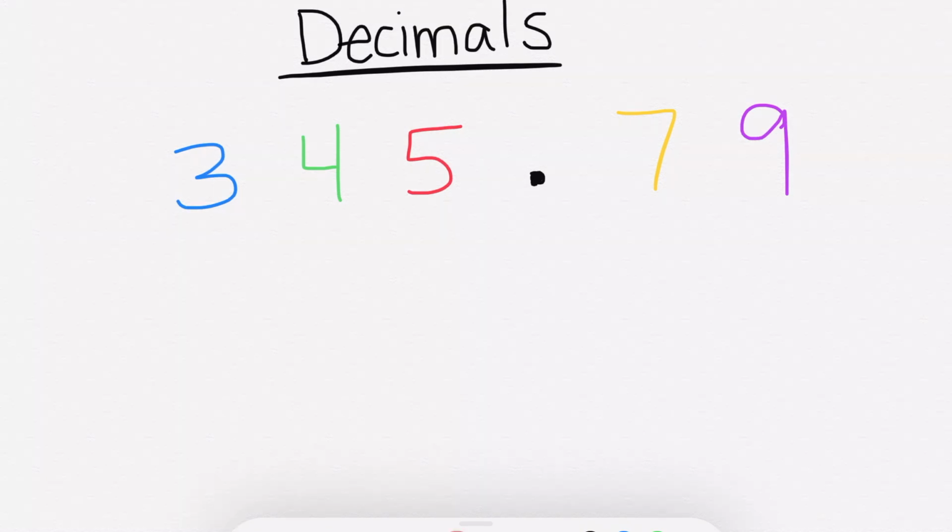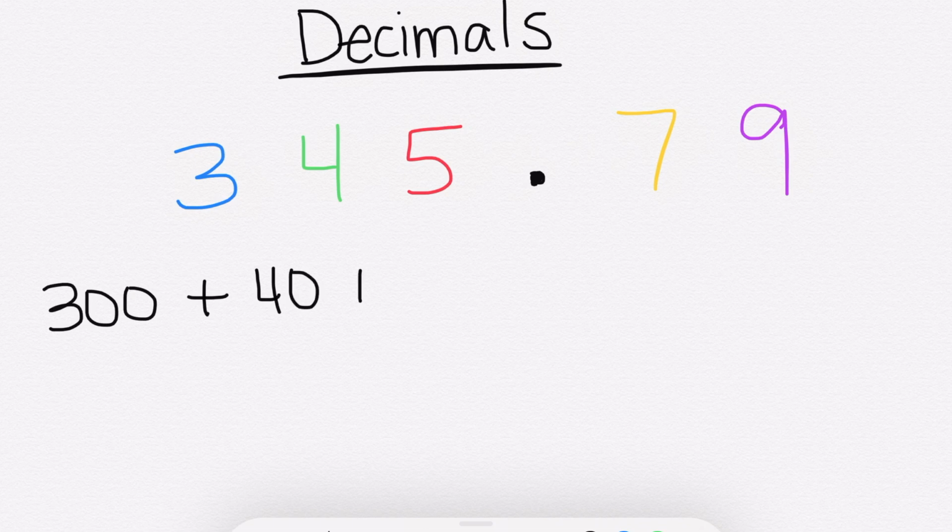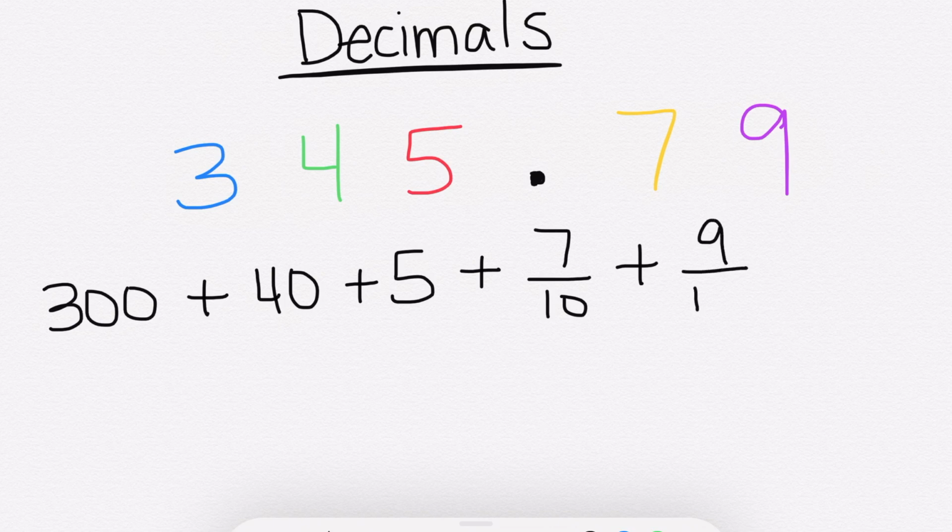Okay, so now I'm going to rewrite this as a fraction for you so that you can relate this decimal point to what you already know about fractions, okay? So here we go. I can rewrite 345.79 as 300 plus 40 plus 5, and here we go. I have 7 in the tenths place, so I can write it like this, 7 tenths. I have a 9 in the hundredths place, so I can write it as 9 hundredths.